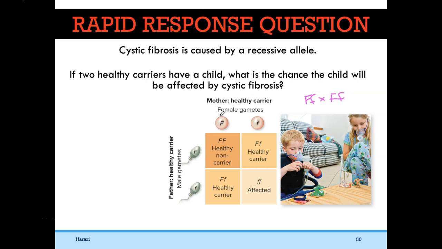Well, it's possible that a big F egg and a big F sperm will meet. That will be a big F, big F, healthy non-carrier. It's also possible that a mutant egg can unite with a healthy sperm, or a mutant sperm with a healthy egg, and that would give us a healthy carrier again. But if a mutant sperm and a mutant egg happen to meet, which will happen 25% of the time, then you will have a cystic fibrosis child.